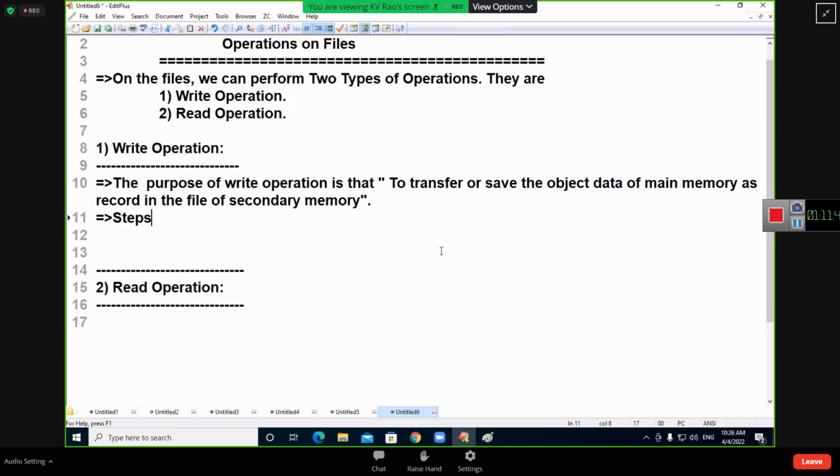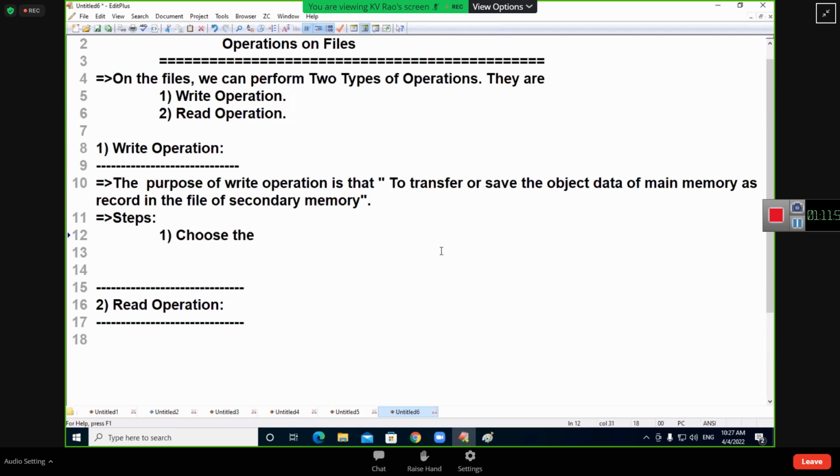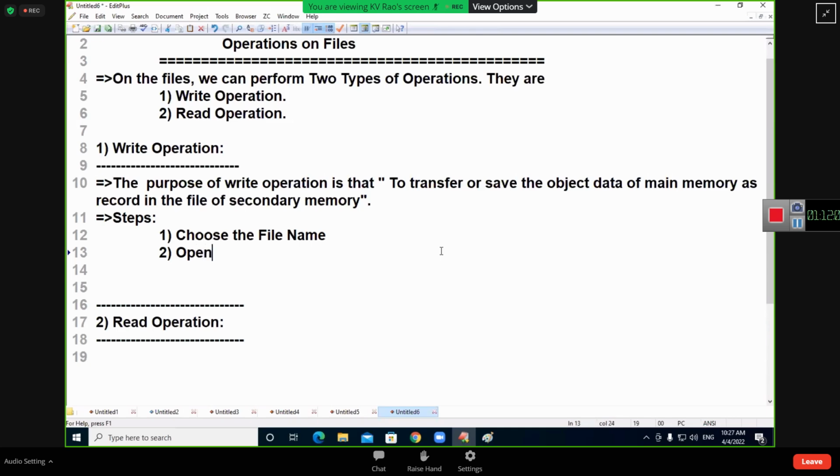What are the steps to perform write operation? I said write the notes. What is the first step? Choose the notes, that is, choose the file name. First point is that. Second one is to open the file name. In which mode? Come on, students. Write mode. Open the file name in write mode.